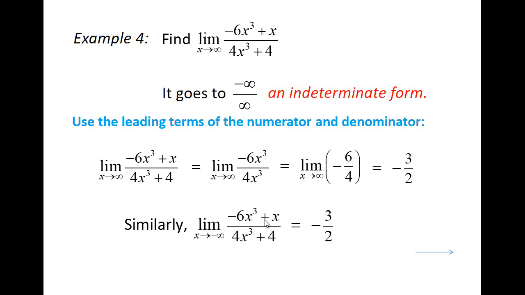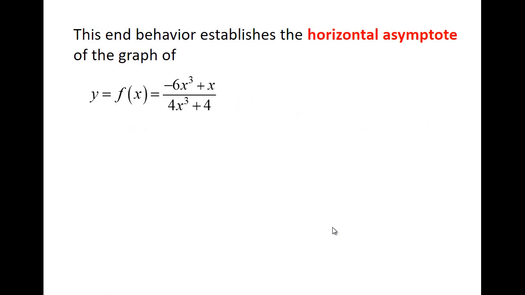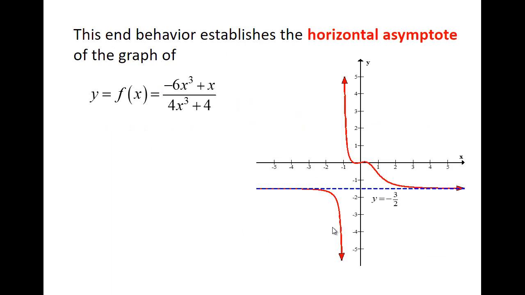And you can say the same thing here. As x gets larger and larger in the negative direction, the value of the rational function here is getting closer and closer to the number negative 3/2. So this end behavior establishes the horizontal asymptote of the graph. So if you look at the graph of this, the blue dotted line is the horizontal asymptote.